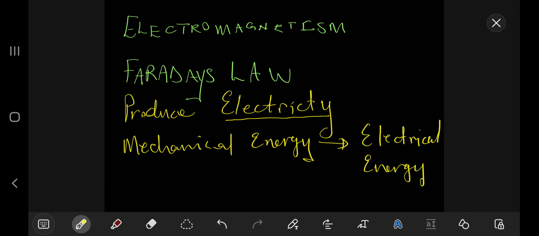Right, so what is mechanical energy? Mechanical energy is all about movement, right? Kinetic energy and potential energy. That is the sum of kinetic energy and potential energy. That is your mechanical energy. So there must be movement, and then that movement is converted to electrical energy. But then all in all, we are trying to produce electricity, right?